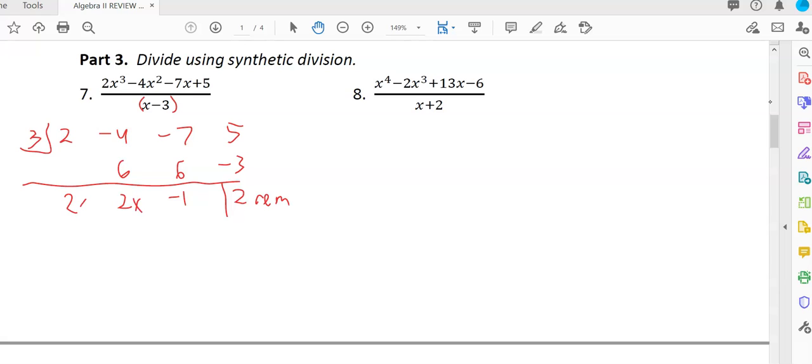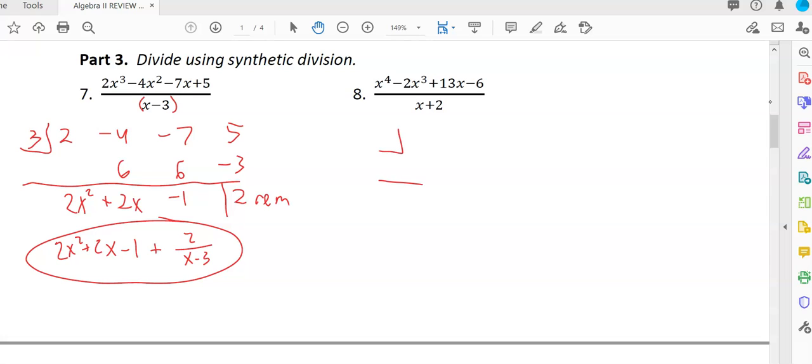This is x squared, because it goes constant, x squared, and that's the remainder. So if you want to give the final answer, it would be the quotient 2x squared plus 2x minus 1 plus the remainder of 2 divided by the divisor of x minus 3.